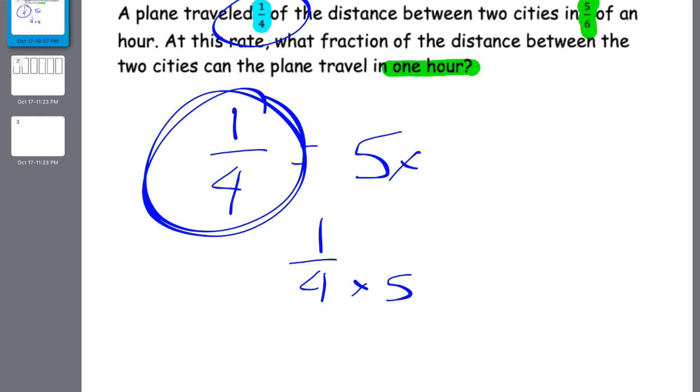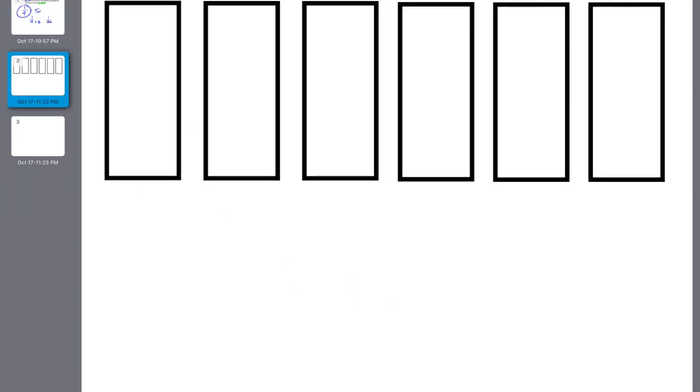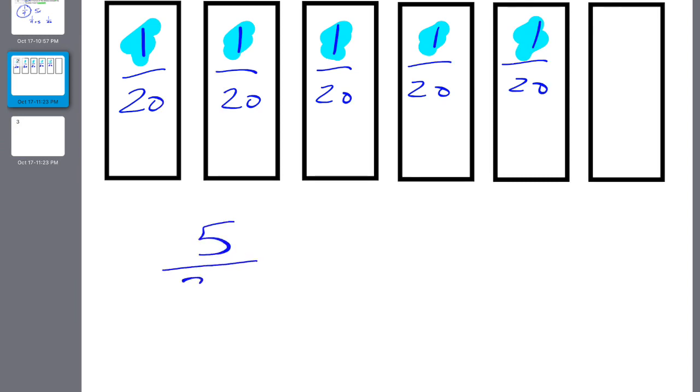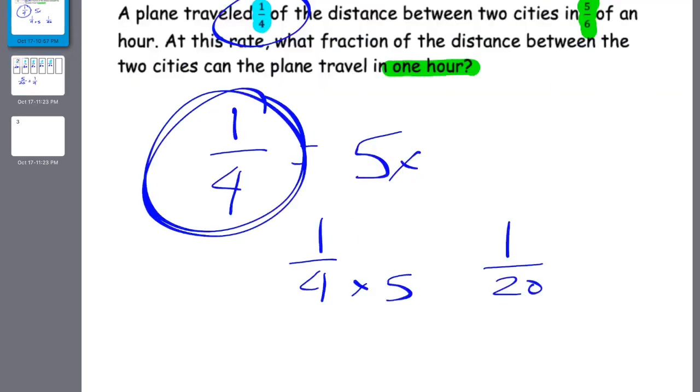Okay, and that of course is going to give you 20. So follow along with me as I tell you these 5 parts are 1/20th, 1/20th, 1/20th, another 1/20th of course, and 1/20th. So here's your 5 parts, and I want you to see how this makes sense. 1, 2, 3, 4, 5. Okay, this is 5/20ths, which of course equals 1/4. Going back to the problem, that was the distance that the plane traveled in 5/6 of an hour.